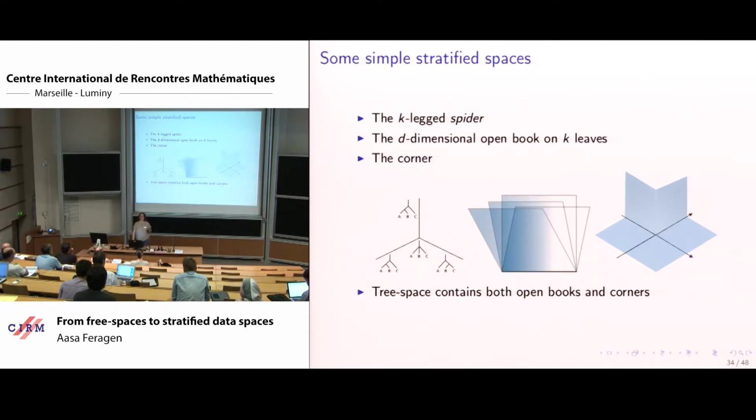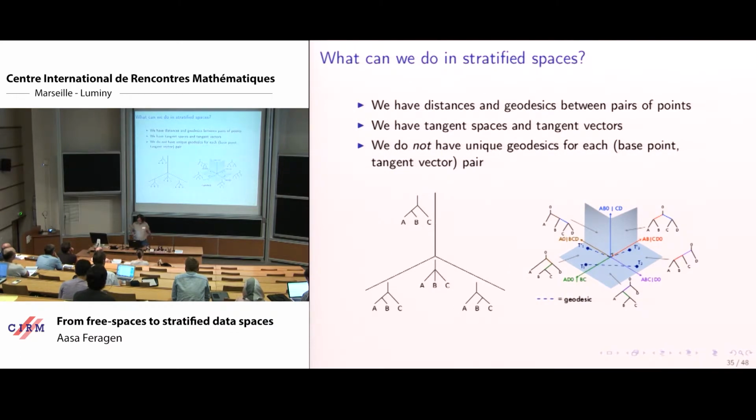So now we're going to use this to look at some of the properties that statistics in stratified spaces have, and bear in mind, everything you see is bound to happen also in tree space. So what can you do in a stratified space? Well, you have distances, you have geodesics, that's a good start. We have tangent spaces and tangent vectors. We do not have unique geodesics for each base point tangent vector pair. So I cannot, like in a manifold, say I'm going to start here and go that way and expect to do so geodesically in a unique way.